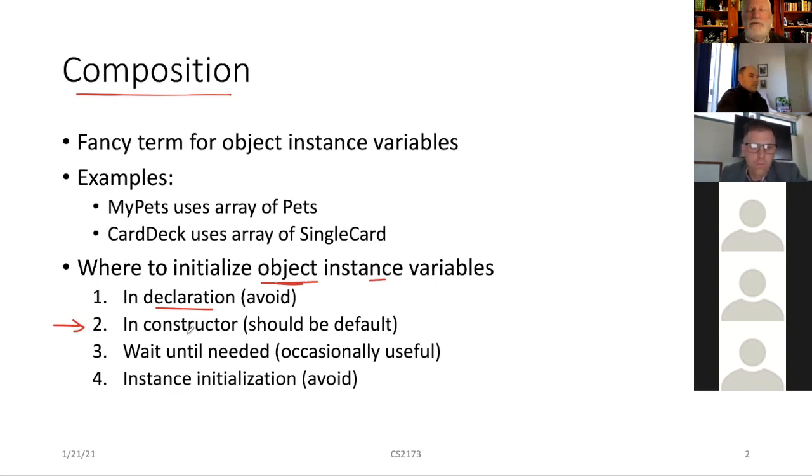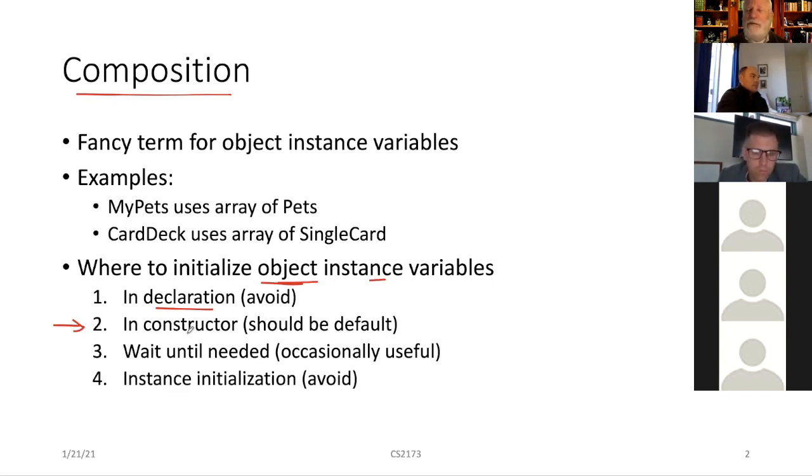So there are two ways to do it in the constructor. One is that it just is instantiated. So if you think of the card deck, it instantiated its array of single cards, and it instantiated its random object called generator. That was instantiated in the constructor.